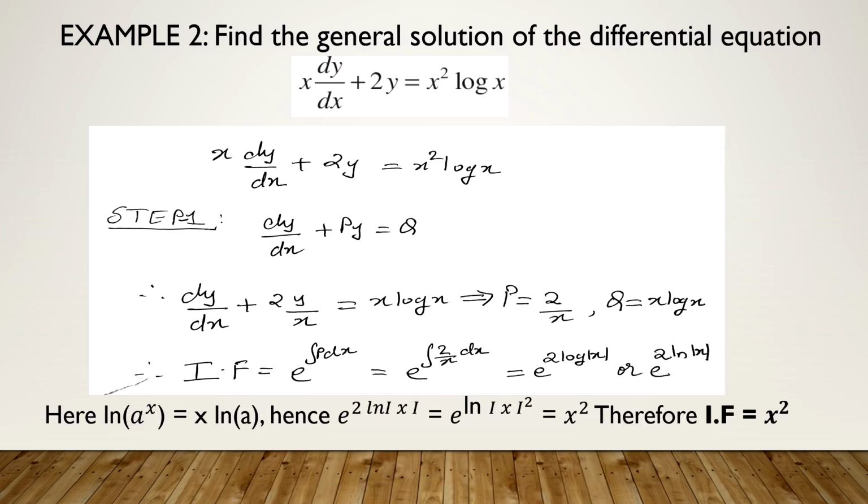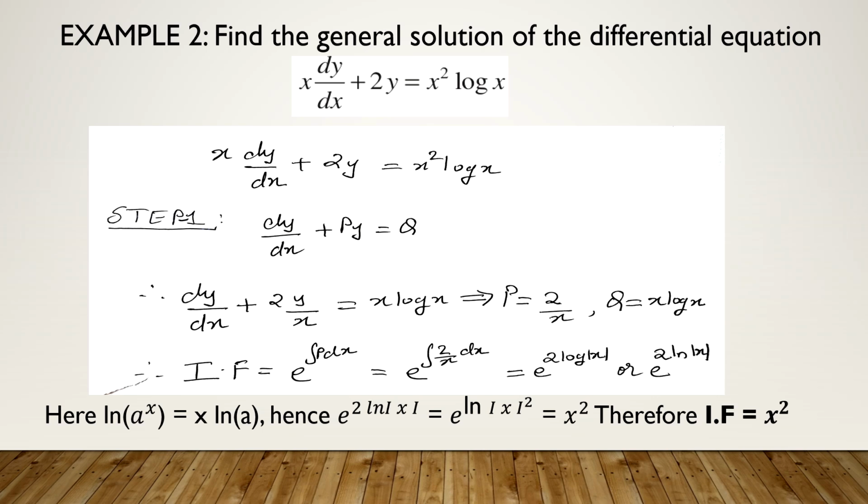Next example, find the general solution of x dy by dx plus 2y is equal to x square log x. Now first step, as it is, compare with dy by dx plus py is equal to q. So now divide the equation by x. So dy by dx plus 2y by x is equal to x log x. So what is your p? P is 2 upon x, q is x into log x. P and q are functions of x, as you know.